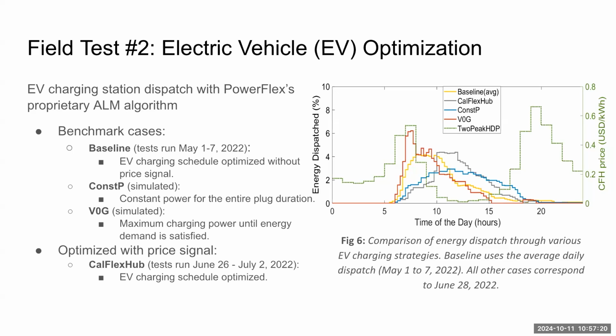Yeah. In these scenarios, were there constraints around how many chargers were available? Did people have to wait in line to charge if they wanted to charge right after 10, for example?